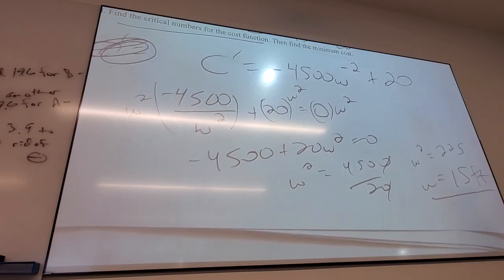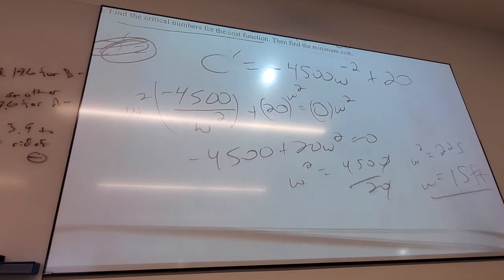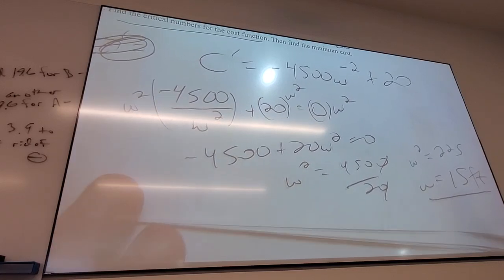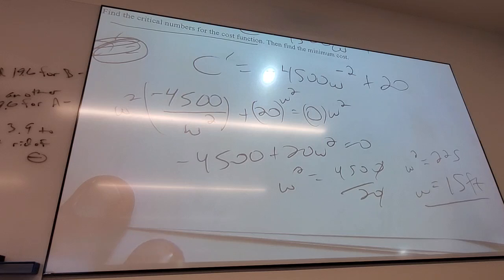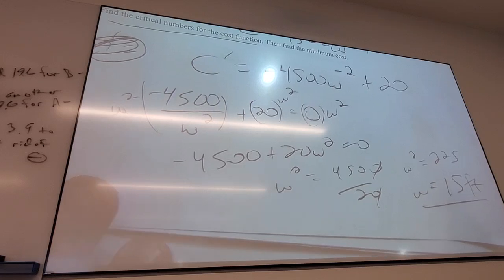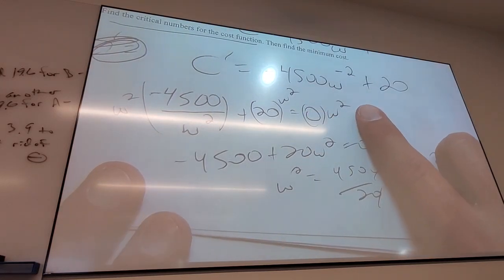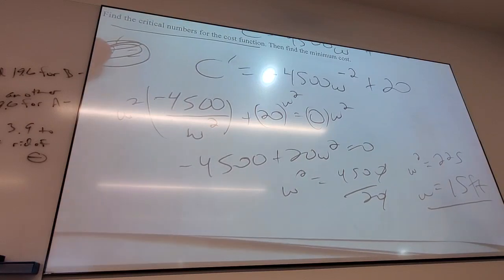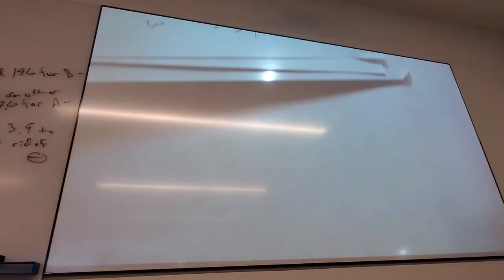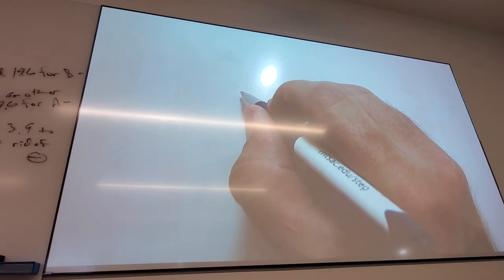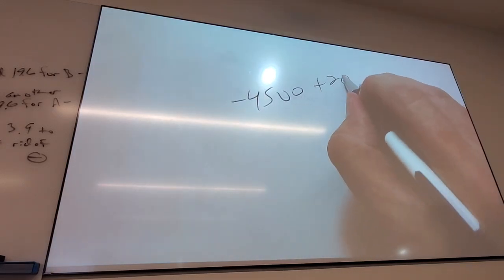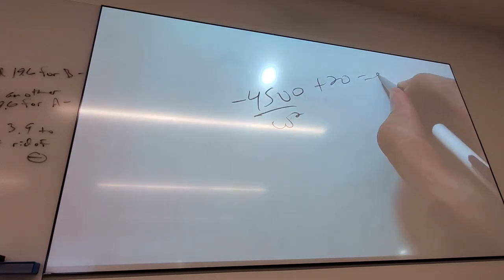Nope. Did anybody cross multiply? What did you guys do? Oh yeah, you subtracted 20? But then it'd be negative 20. Yeah, or if you start over again, negative 4,500 plus 20 over W squared equals 0, yeah?